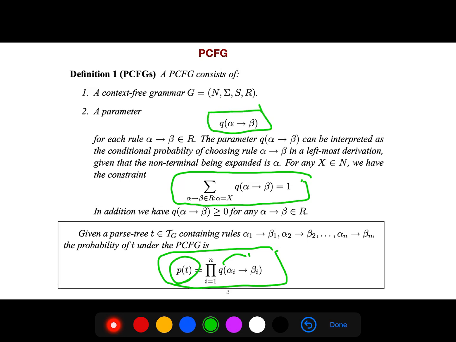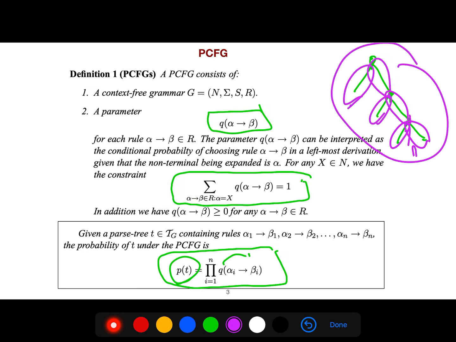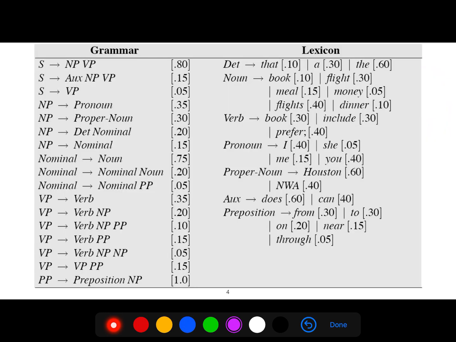So Q is the conditional probability of choosing the rule alpha goes to beta. And so let's say you have some graph. You have the probability of this, you multiply all of these things, and you have the probability of this tree. So your grammar is like this, but now it's probabilistic, because VP could be anything, and if you sum these, the probability of all of them, the summation is just 1.